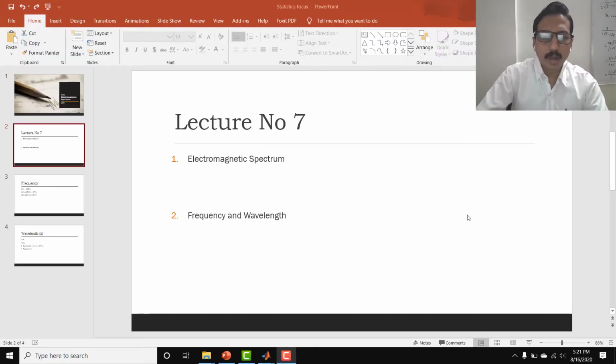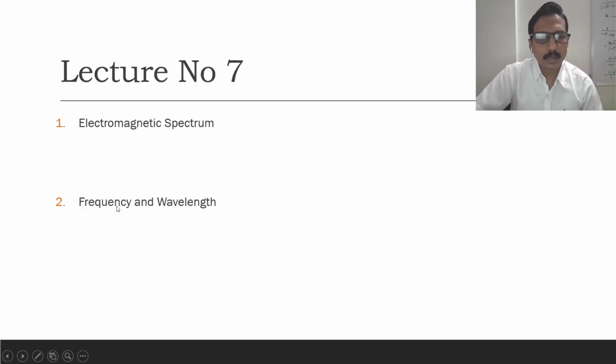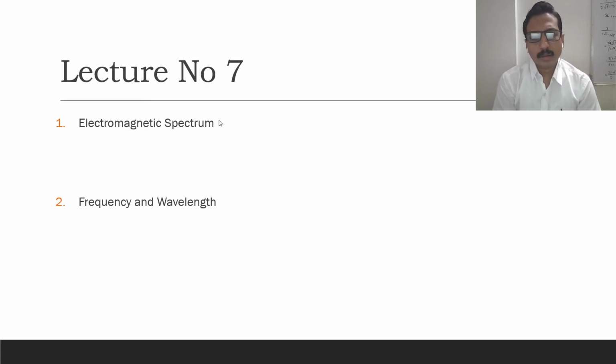When you learn the concept of wavelength and frequency, it will be easy for you to understand the electromagnetic spectrum. The electromagnetic spectrum is nothing but the range of frequencies from very low frequencies up to 100 hertz and very high frequencies up to terahertz. Why we learn the electromagnetic spectrum, we will see in detail in lecture number 8.